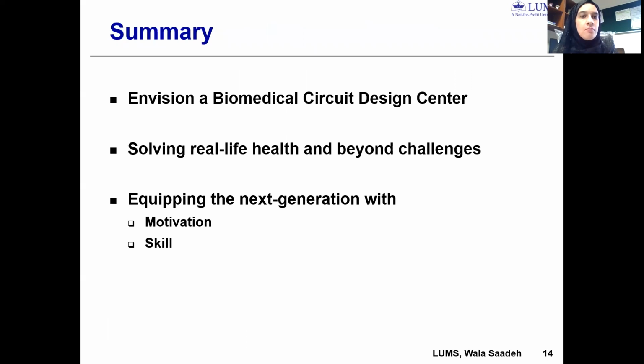So in summary, my research envisions developing a biomedical circuit and system design center. I aim to solve real-life health and beyond challenges. I aim to equip the next generation of engineers with the motivation and the skills to continue working on this field.